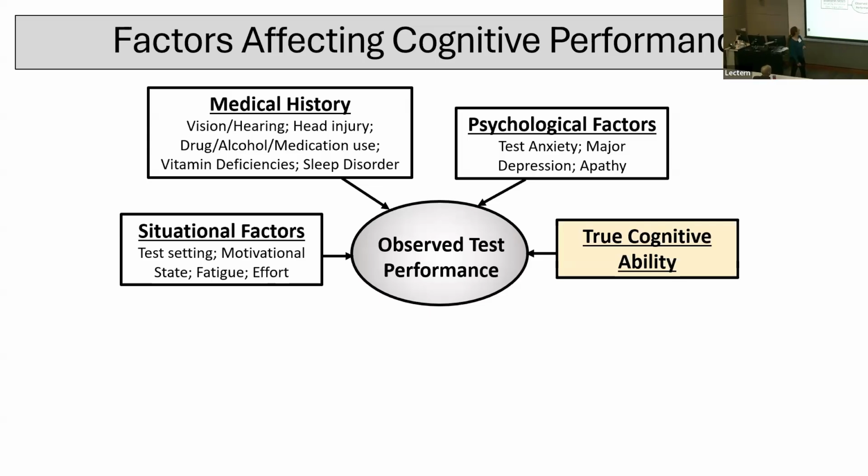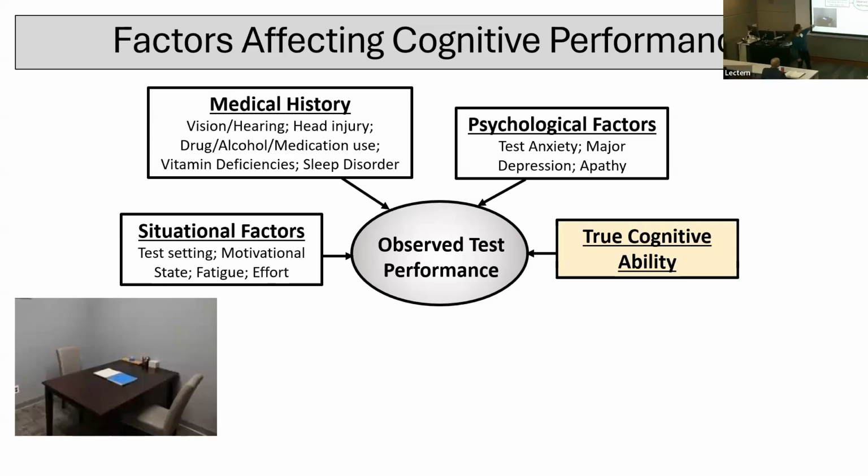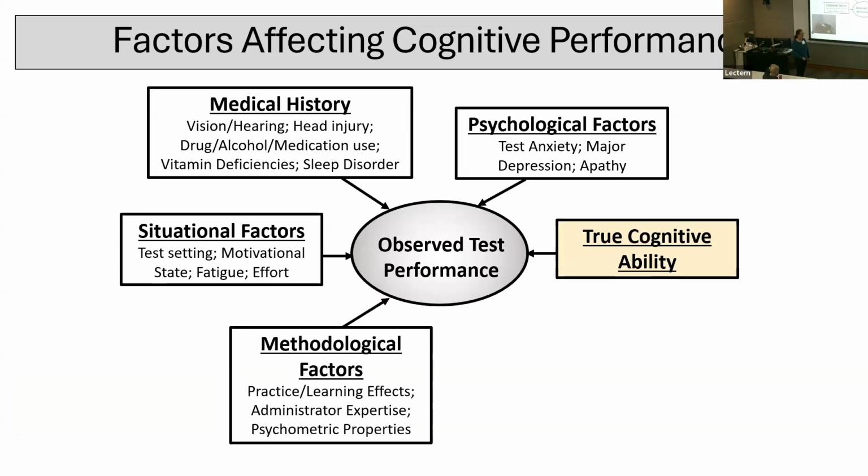And so these things include things like test setting. So here's an example of what a testing room looks like. By design, it's meant to be non-distracting. These are meant to be given in a standardized way. We don't want calendars on the wall. We don't want pictures. They're supposed to be really sparse. And that's something that we actually can control in the test setting. There's also motivational state. Are they fatigued? Are they giving adequate effort?